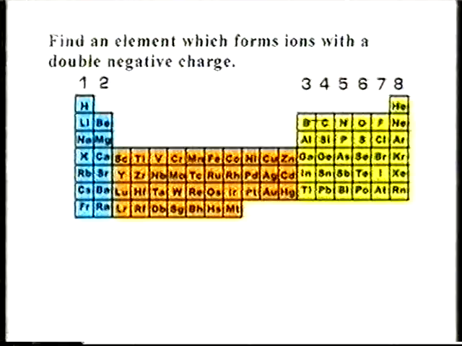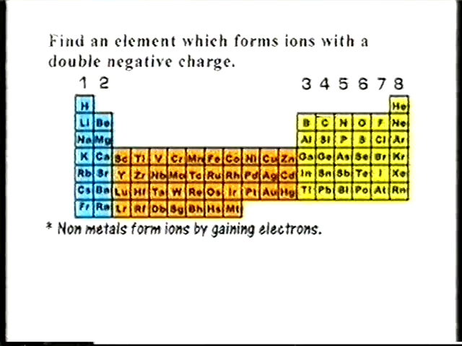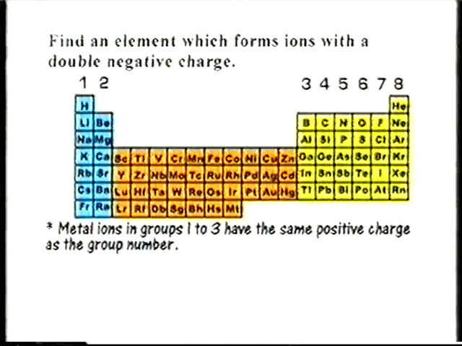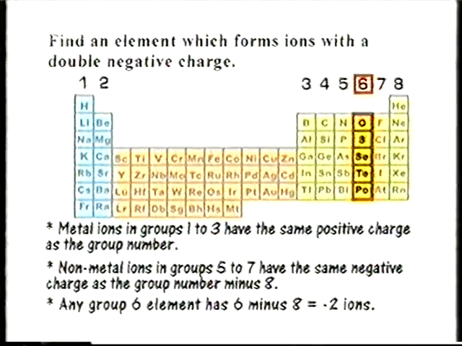Find an element that forms ions with a double negative charge. Non-metals form ions by gaining electrons. Metals form ions by losing electrons. Metal ions in groups 1 to 3 have the same positive charge as their group number. Non-metal ions in groups 5 to 7 have the same negative charge as their group number, minus 8. Therefore, any group 6 element has 6 minus 8, that's -2 ions.